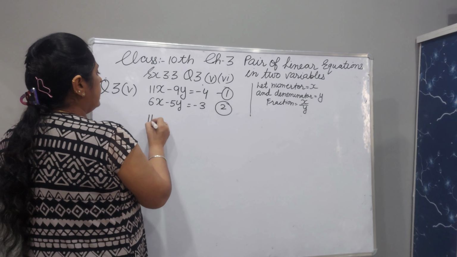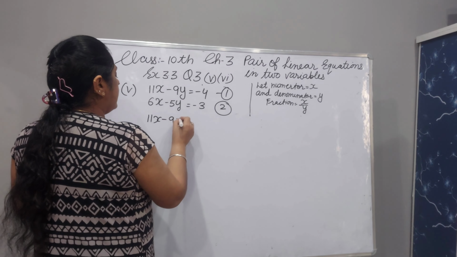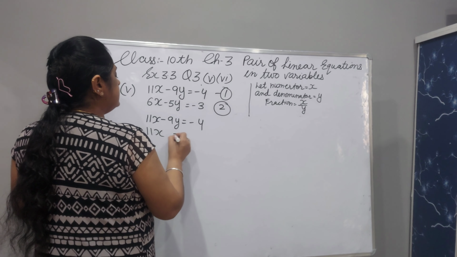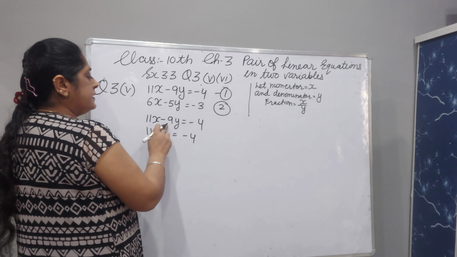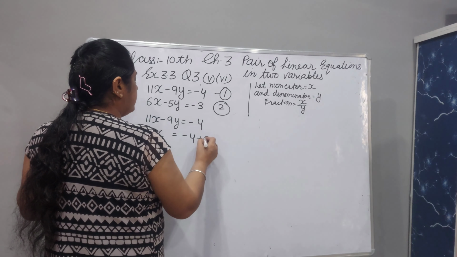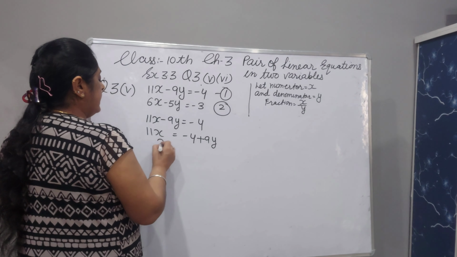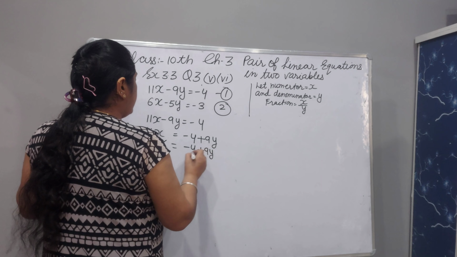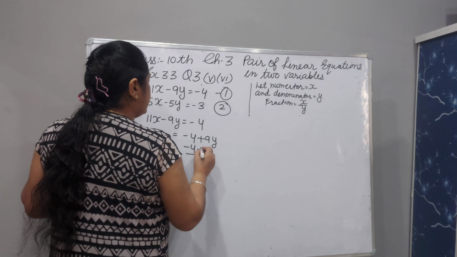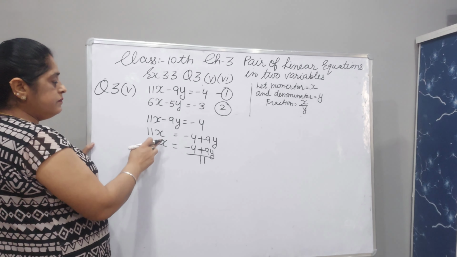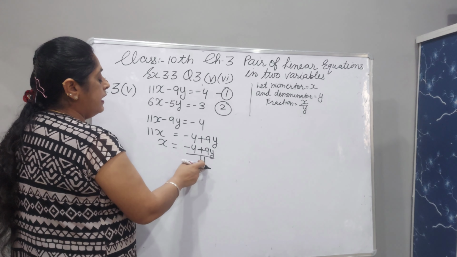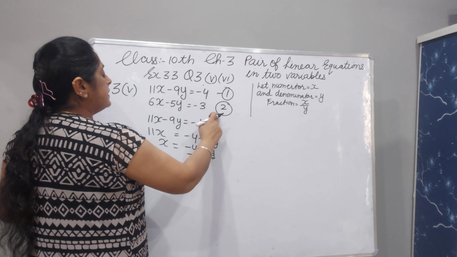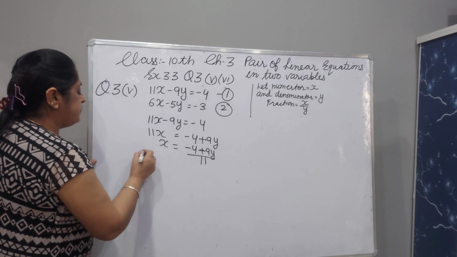First equation is 11x minus 9y equal to minus 4. 11x is equal to minus 4. This minus 9y comes here, it will be positive, plus 9y. And x value will be minus 4 plus 9y upon 11. This 11 is multiplied here, it will become here and will be divided. Now this x value we will substitute in second equation.